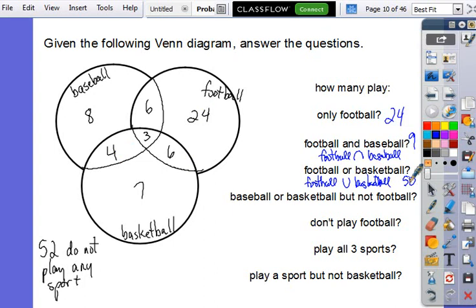Baseball or basketball, but not football. So this one would look like this. If I could say baseball or basketball, but not, well, I'll tell you what, I won't do that yet. Baseball or basketball, but not football. Let's just do it this way.